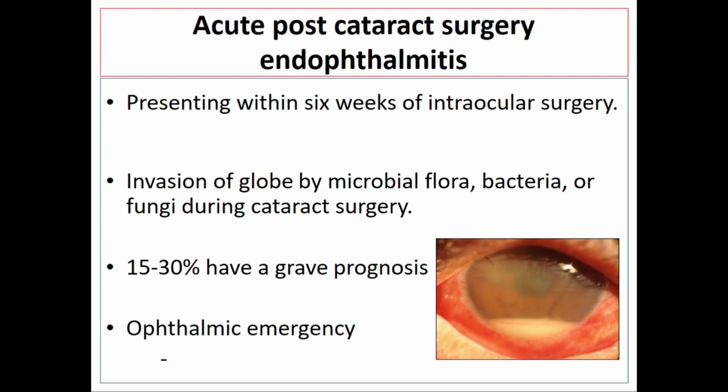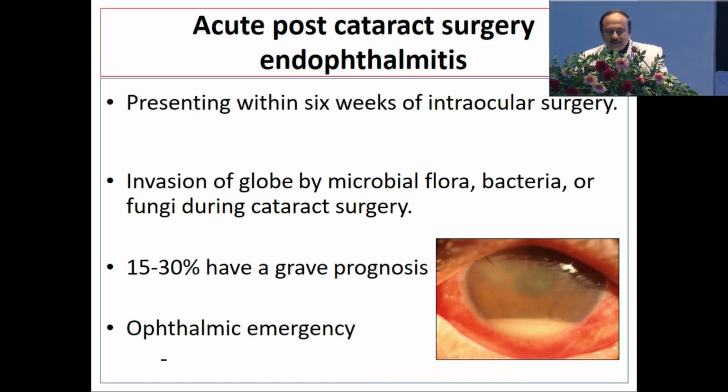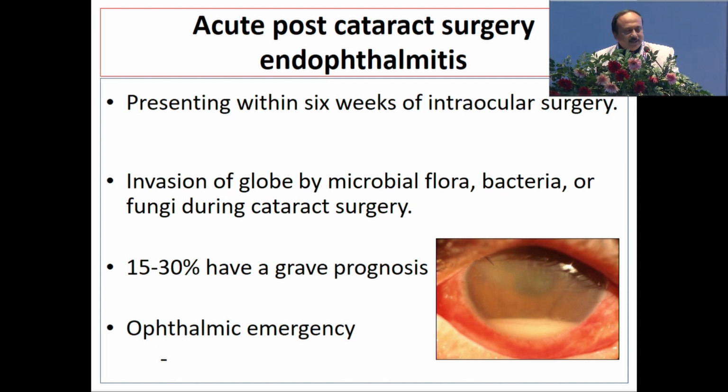Acute post-cataract surgery endophthalmitis usually presents within 6 weeks of intraocular surgery. There is always invasion of the globe by microbes, bacteria or fungi during cataract surgery. So this is a very serious complication of cataract surgery and is considered an ophthalmic emergency.